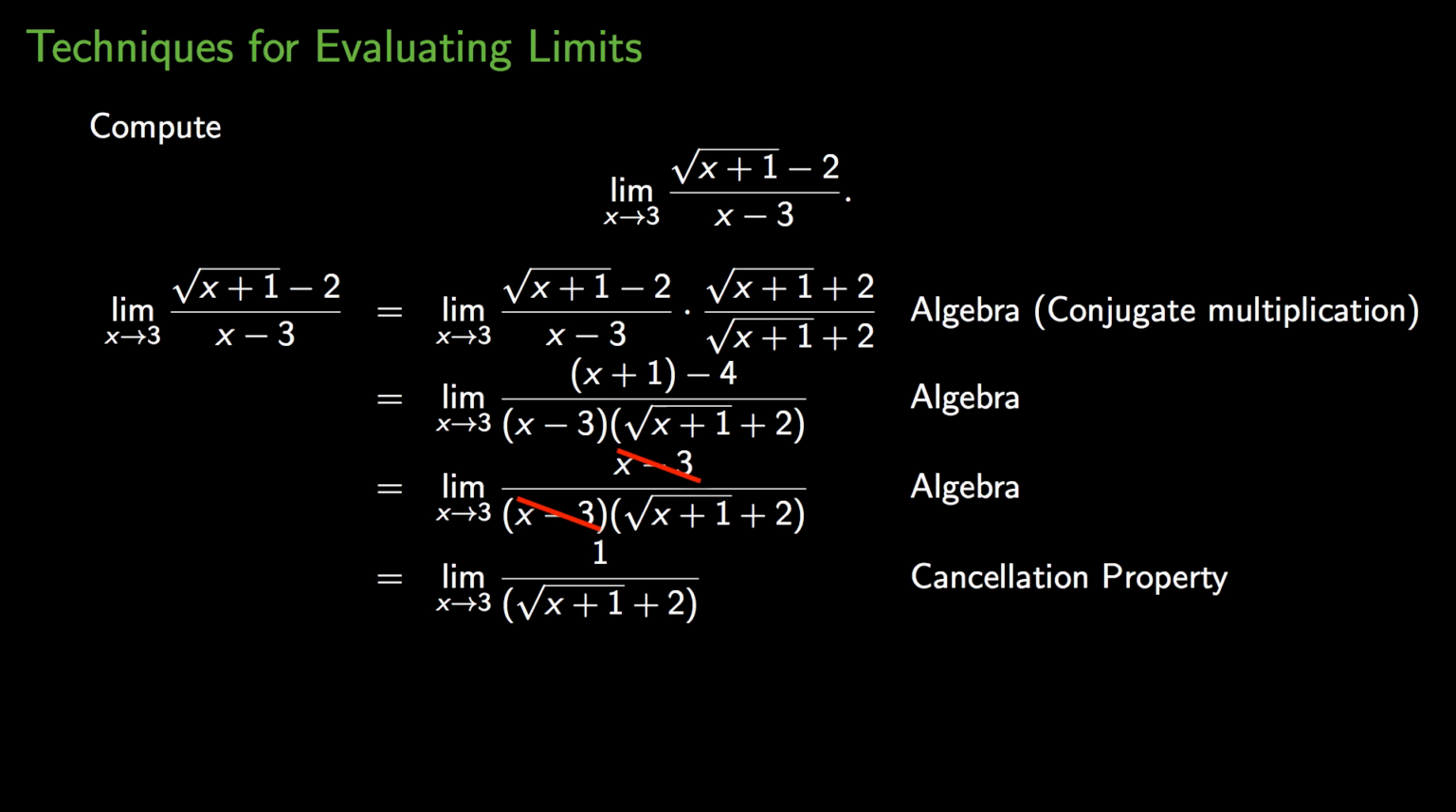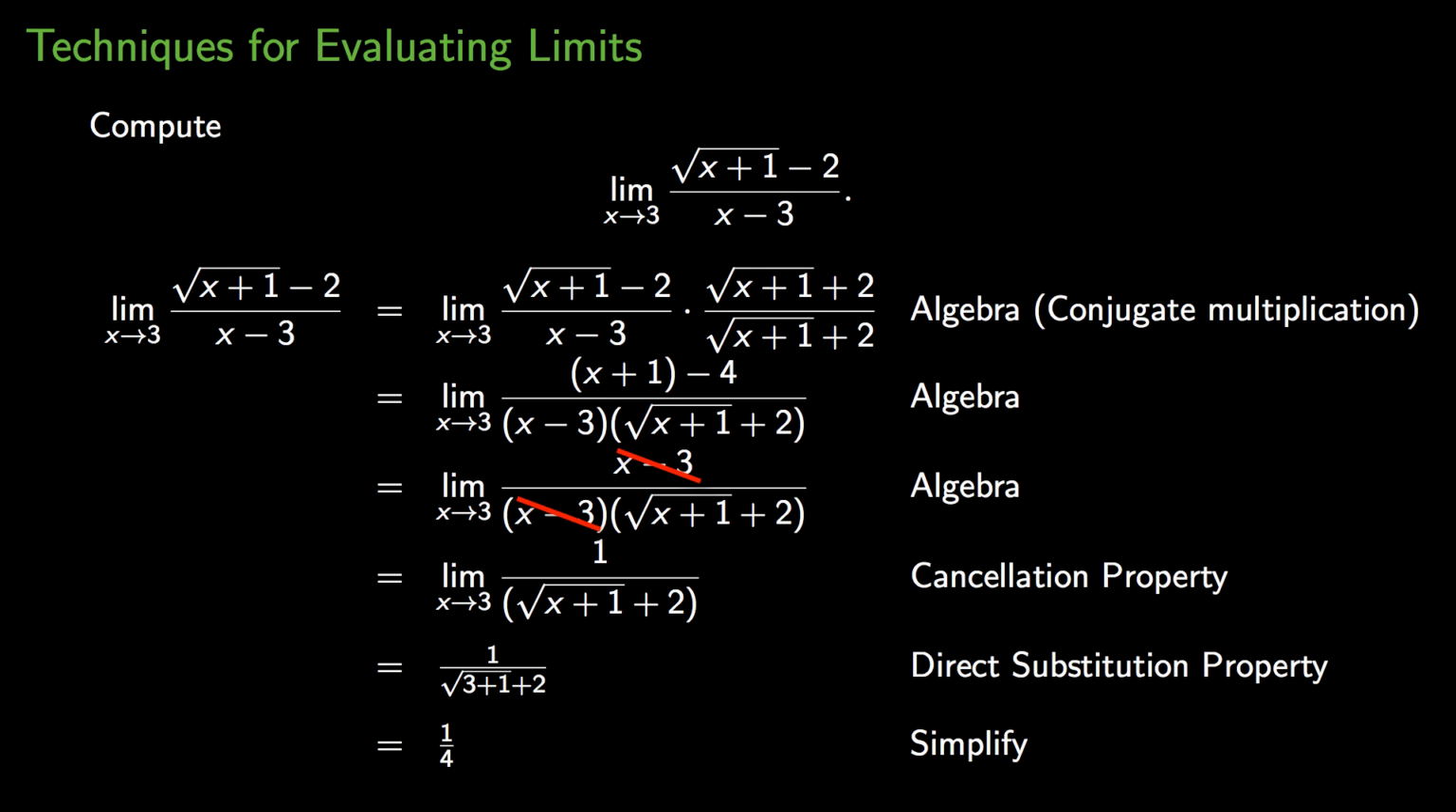This is fantastic because if I try to substitute x equals 3 again, I actually get a number. And so this is the moment, yet again, when the limit actually gets done. The limit as x approaches 3 does its thing to this expression and literally turns it into the number 1 over 4.